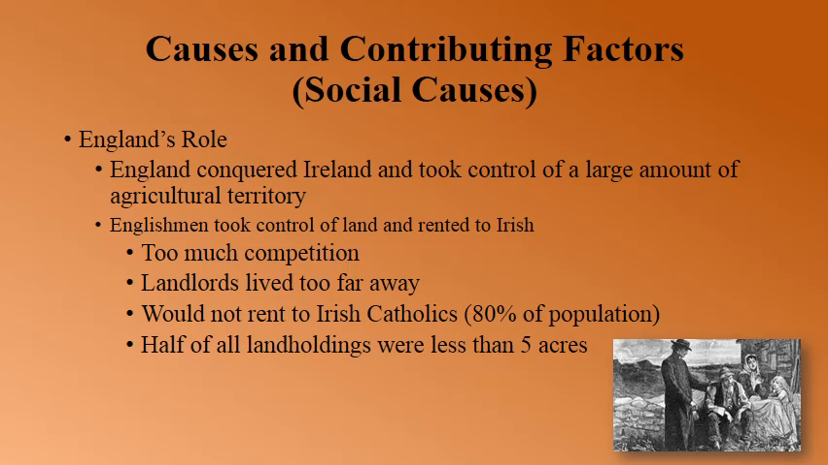And so there was a lot of chaos and no one to really enforce rules amongst farmers. And another huge thing is that they would not rent land to Irish Catholics. And Irish Catholics made up 80% of the population of Ireland at that time. So all those people could not buy land that was owned by the English people, which took a huge toll on them. And then half of all land holdings were less than 5 acres, which is a really small amount. And so people struggled to even feed their family. So they were not able to sell a lot of their crops or pay their English landowner for their rent.